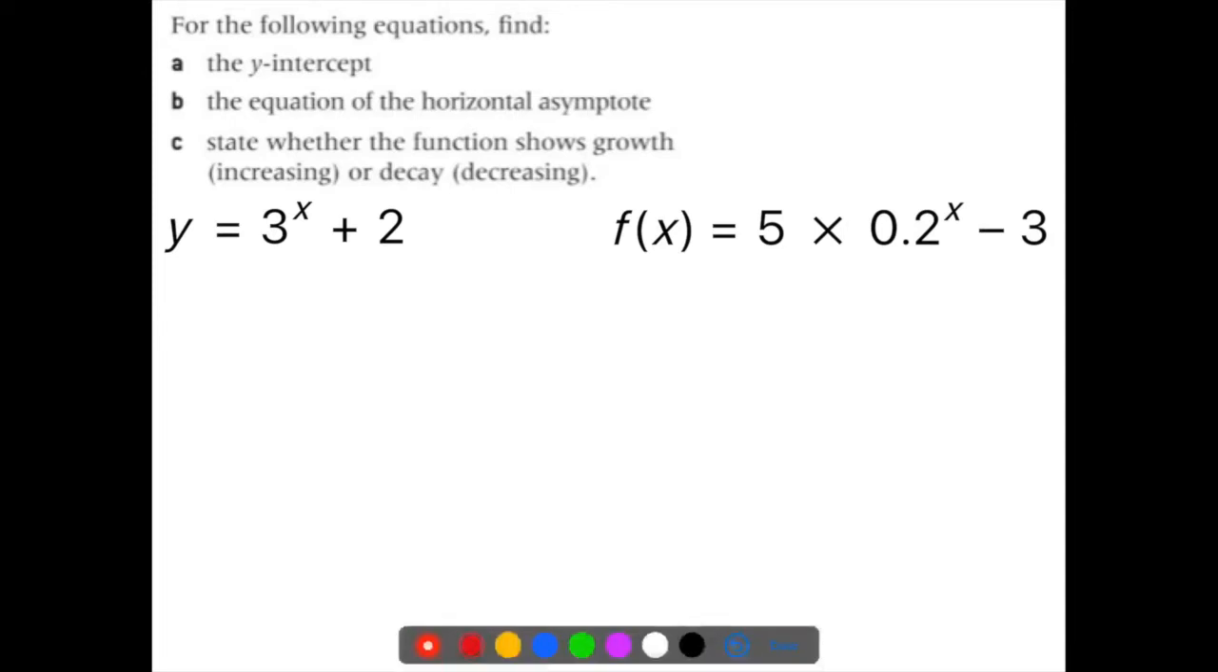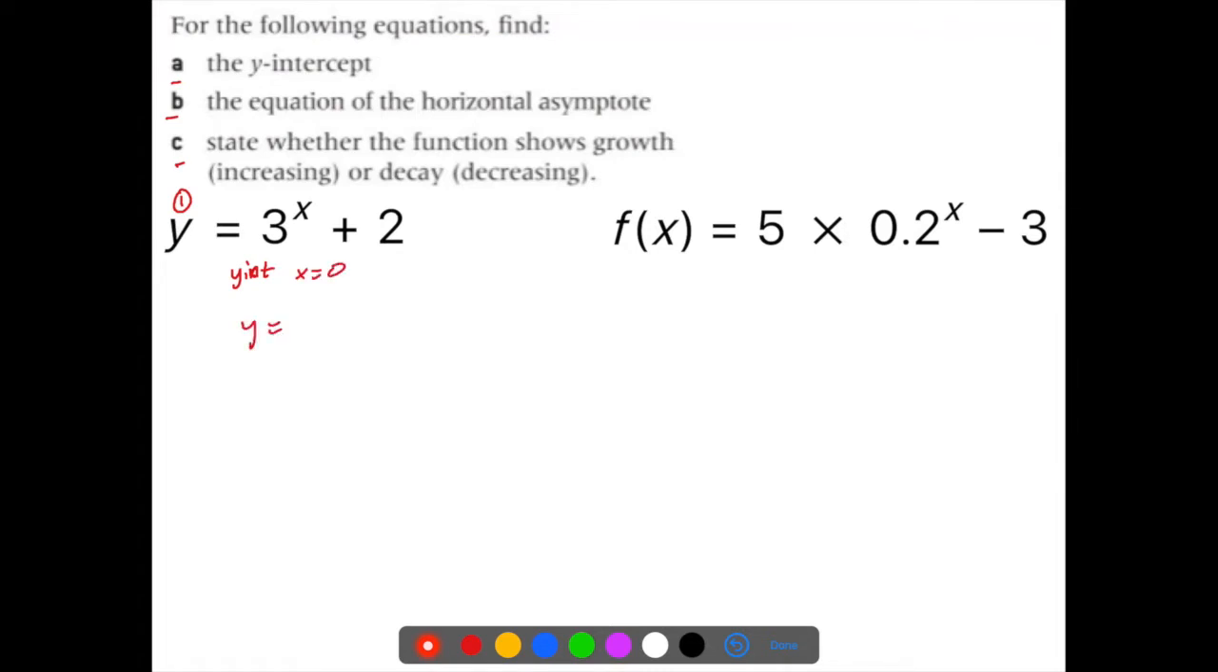y equals 3 to the x power plus 2. We want to find the y-intercept, the equation of the horizontal asymptote, and then state whether the function shows growth, it's an increasing function, or decay, it's decreasing. All right, so first the y-intercept. Remember, anytime you get a y-intercept, you just set x equal to 0.